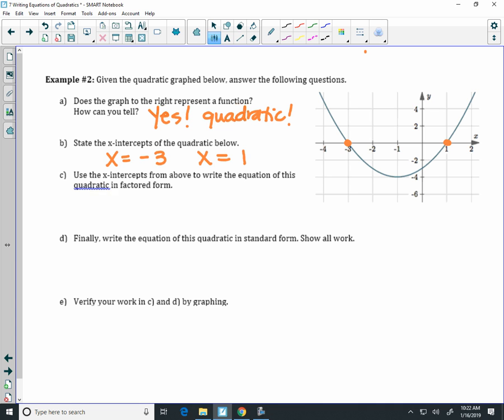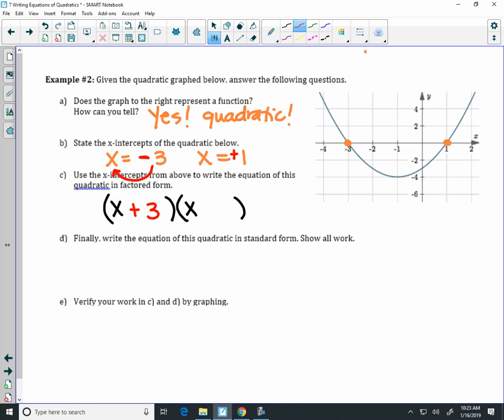It says use the x-intercepts from above to write this equation in factored form. Okay, so just like we talked through on the last problem, here's what I'm going to do. I'm going to write out factored form. I'm going to put my x's in the front. And then I'm going to switch my signs. It was x minus 3, so that's going to become plus 3. Because what I'm really doing is moving this 3 across the equal sign to be with the x. And when we move it across the equal sign, we switch our signs.